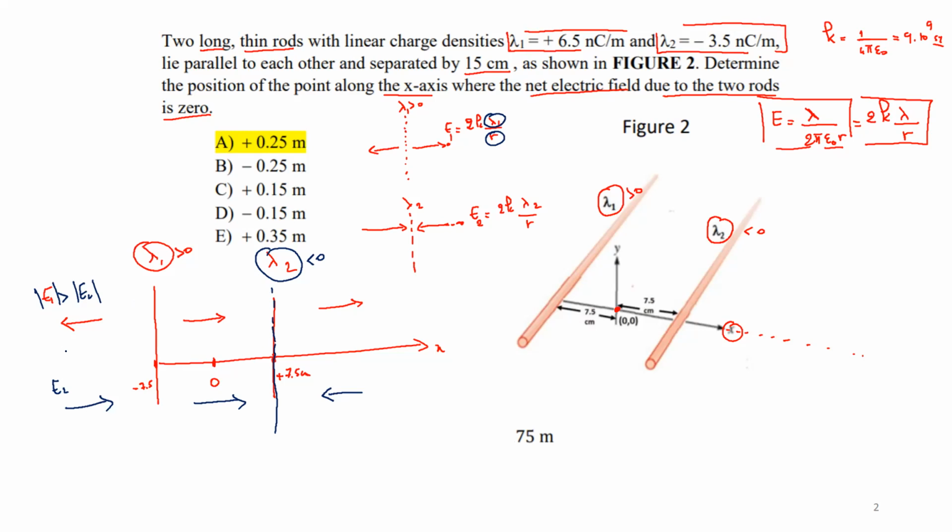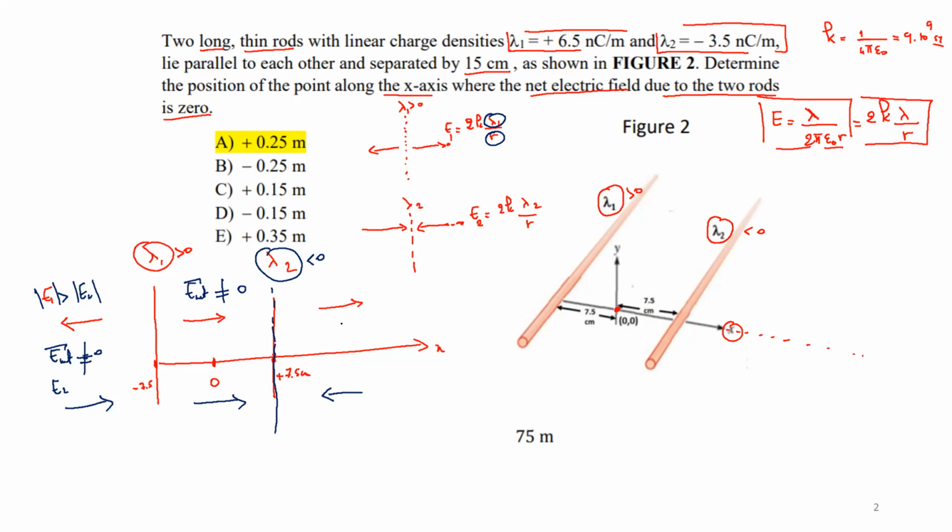So here, no, I cannot have net electric field equal to 0. I cannot have it. Good. Here I cannot have it as well. Why? Because they are pointing along the same direction. So net electric field here is different from 0. Here now I can have net electric field equal to 0.